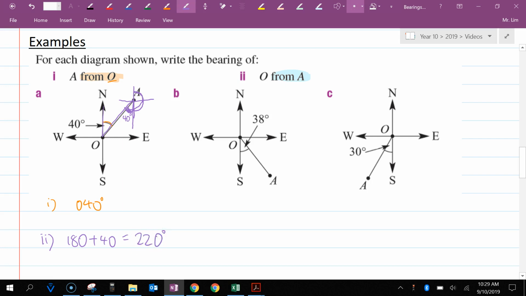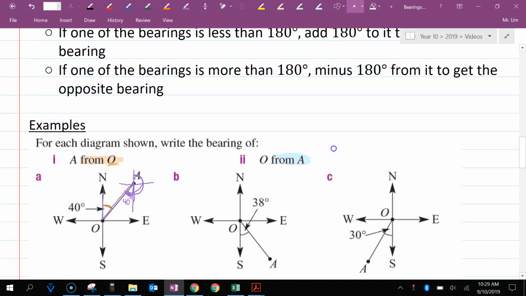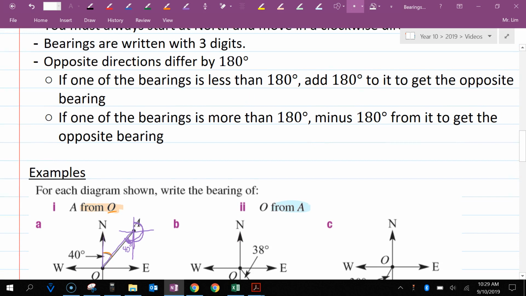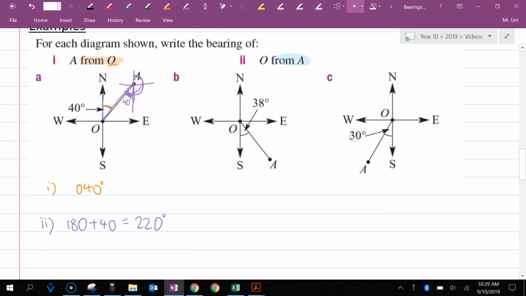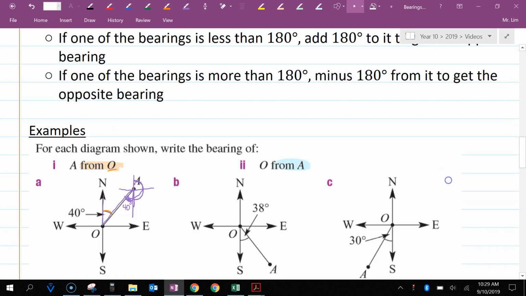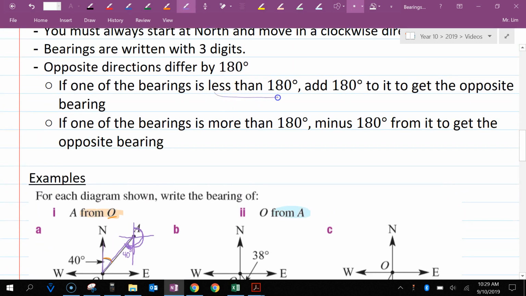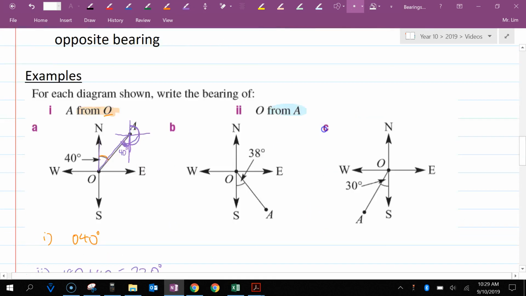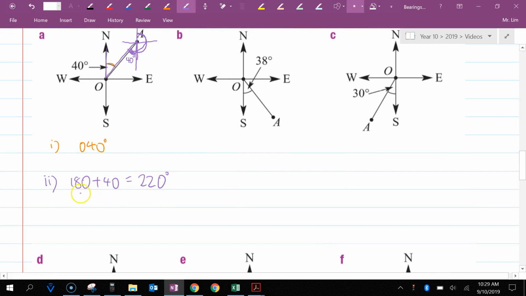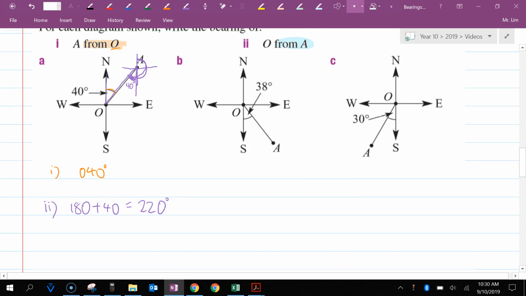Now, if you don't want to draw that, if we look back at the notes, opposite bearings differ by 180 degrees. Because of part 1, we found that the bearing of A from O is 040 degrees, which is less than 180. All we had to do to find the opposite bearing, O from A, is to add 180 to it. And that's what we did here. 40 plus 180 is 220 degrees. I'm going to have a go with question B and C as well, and then I'll get you to pause the video so you can try the next few questions yourselves.